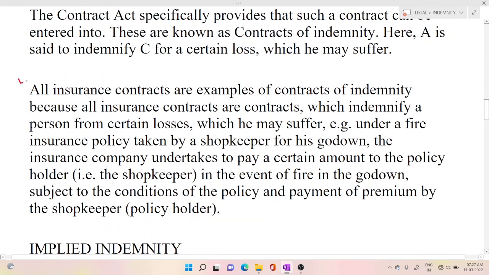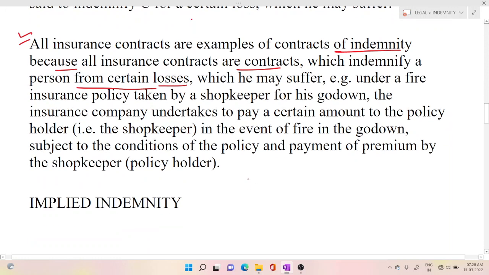Let's see this. All insurance contracts are examples of contracts of indemnity, because all insurance contracts indemnify a person from certain losses. In the case of a house loan, suppose here is Sunil. Sunil has a house. He pays the premium to the insurance company.